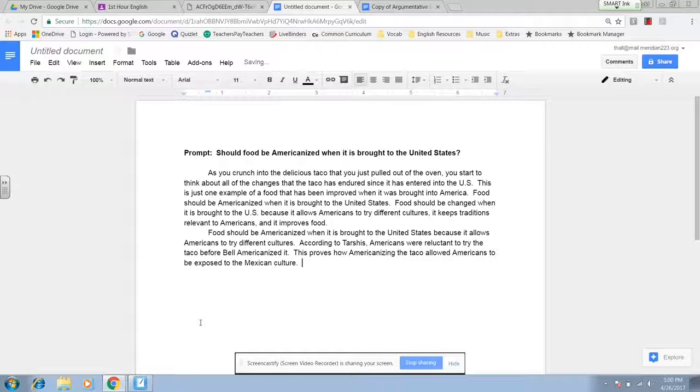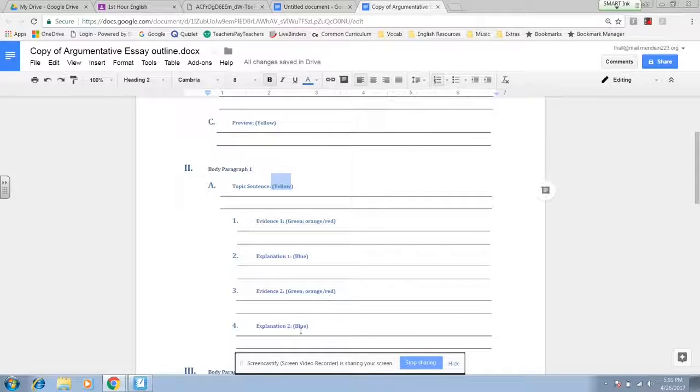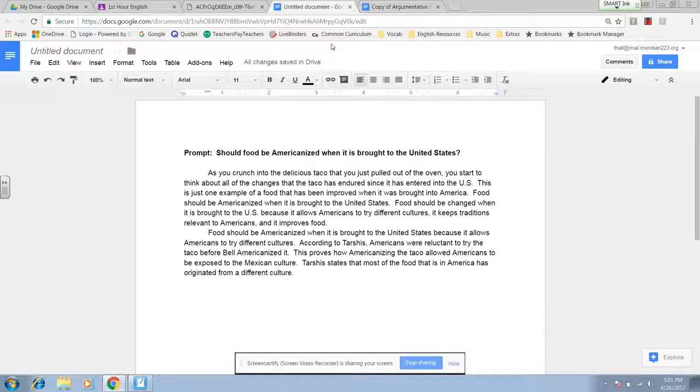This time I'm going to put something like Tarshish states that most of the food in America has originated from a different culture. Again, my next job, if we look at our outline, is to explain how does this prove my topic sentence. So I'm going to put something like this shows, because I already used this proves once, so I want to change it up. And again, this is on that poster that's magnetized to the whiteboard.